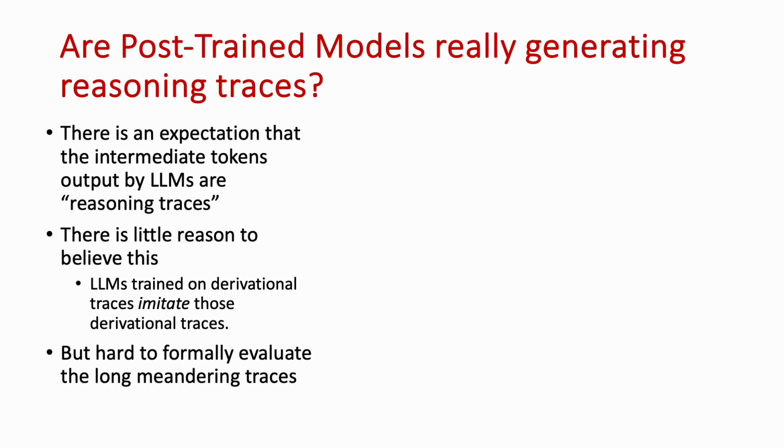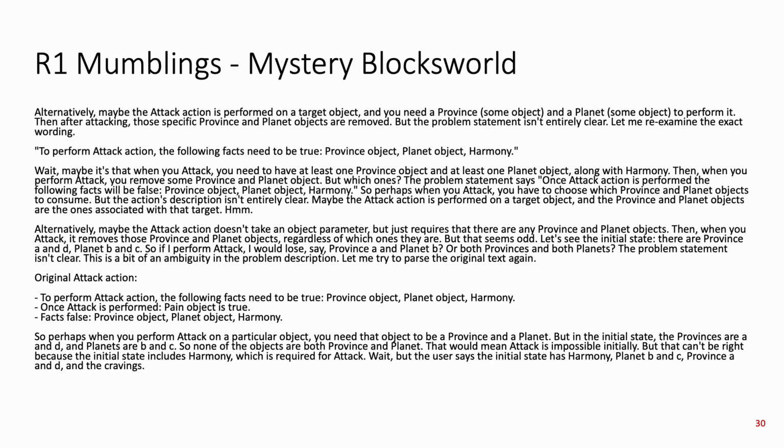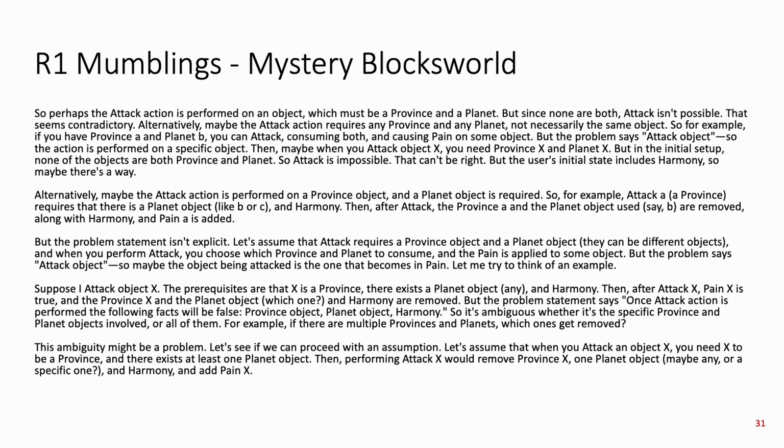So the question is, there is an expectation that the intermediate tokens of LLMs are reasoning traces. There is little reason to believe this, but it's hard to evaluate formally. And the problem basically is, this, by the way, is the intermediate tokens, I call them mumblings, from DeepSeek R1 solving a mystery domain. Okay? Notice there's no Chinese in it, so it must be thinking. It's all completely English. Okay? But it's page 1, page 2, page 3, page 4, page 5, page 6, and finally there's a solution.